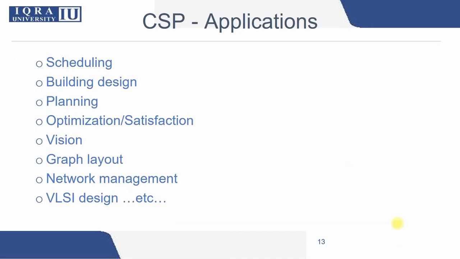Challenge. CSP has many applications in real life: scheduling, which includes timetable scheduling and job scheduling, and building designs, where you want to have a house with some constraints, like the hall can't be that big, the bathroom can't be that big, this much space has to be left, this much space for the garden, and so on and so forth. And then planning, optimization, computer vision, graph layouts, VLSI design, and many real life applications. This is something that is very useful. If you understand this correctly, then you can solve lots of real life problems using the technique that we will discuss in today's lectures.